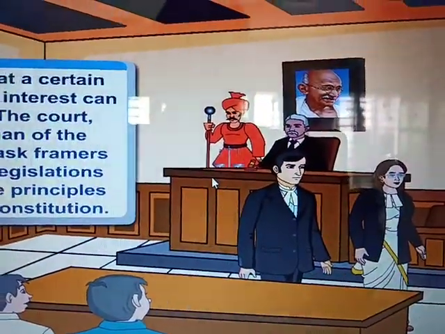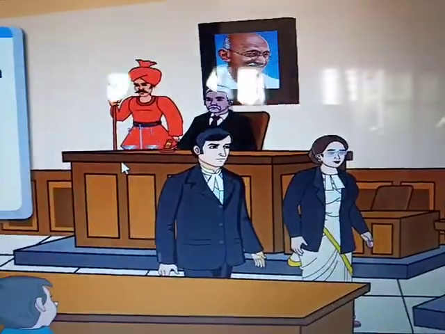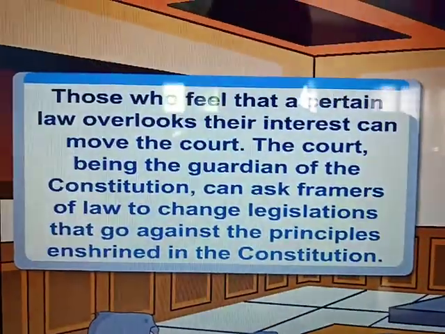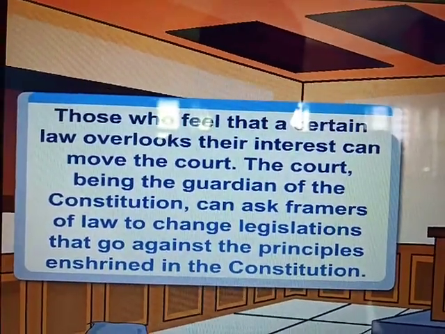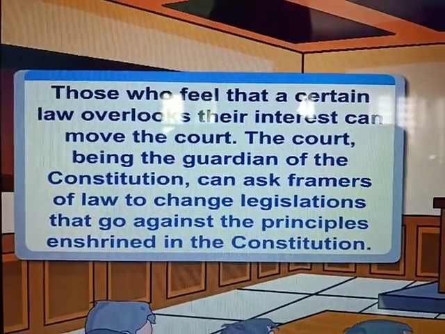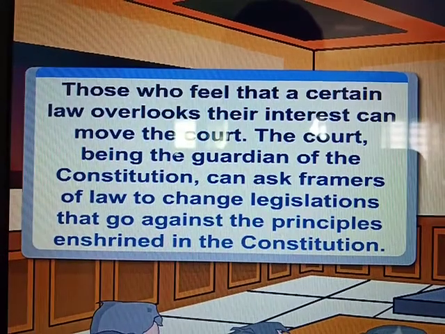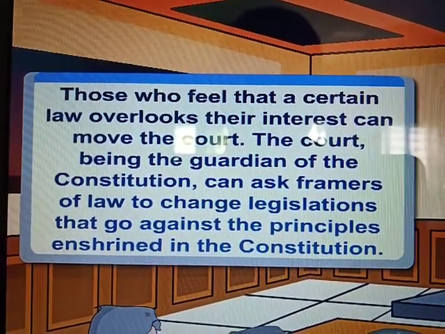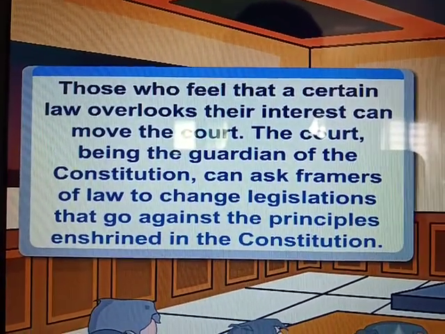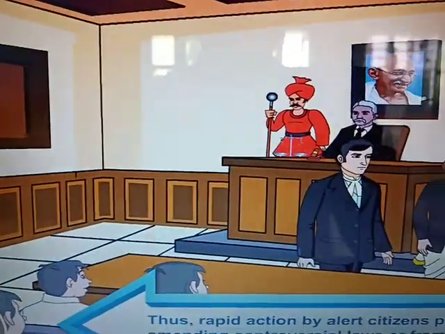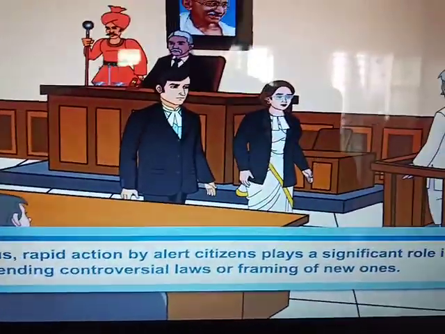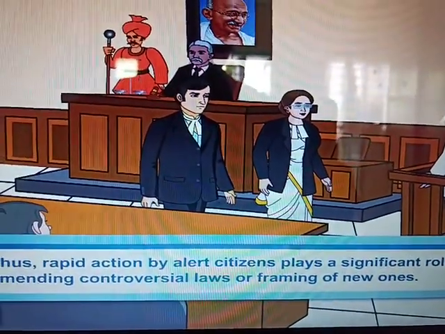Those who feel that a certain law overlooks their interest can move the court. The court, being the guardian of the Constitution, can ask framers of law to change legislations that go against the principles enshrined in the Constitution. Thus, rapid action by alert citizens plays a significant role in amending controversial laws or framing of new ones.